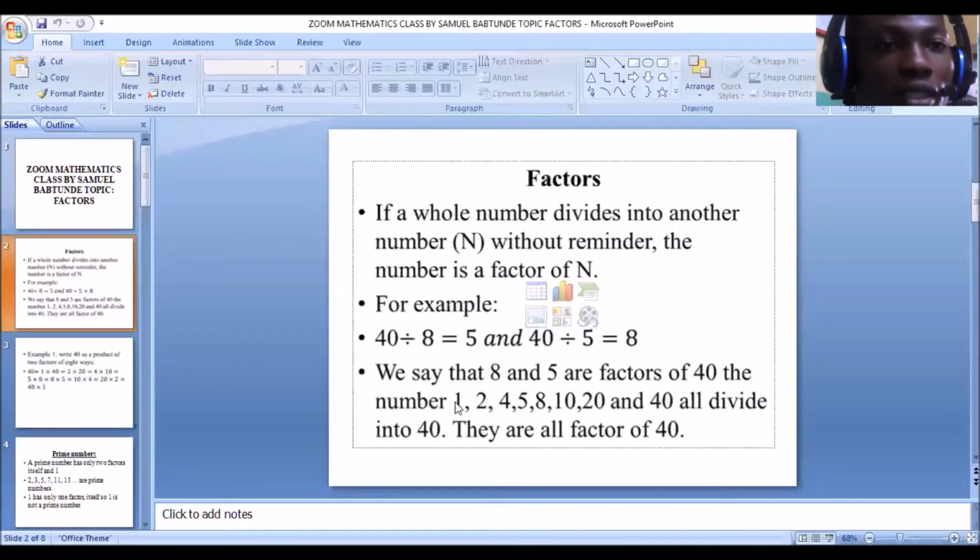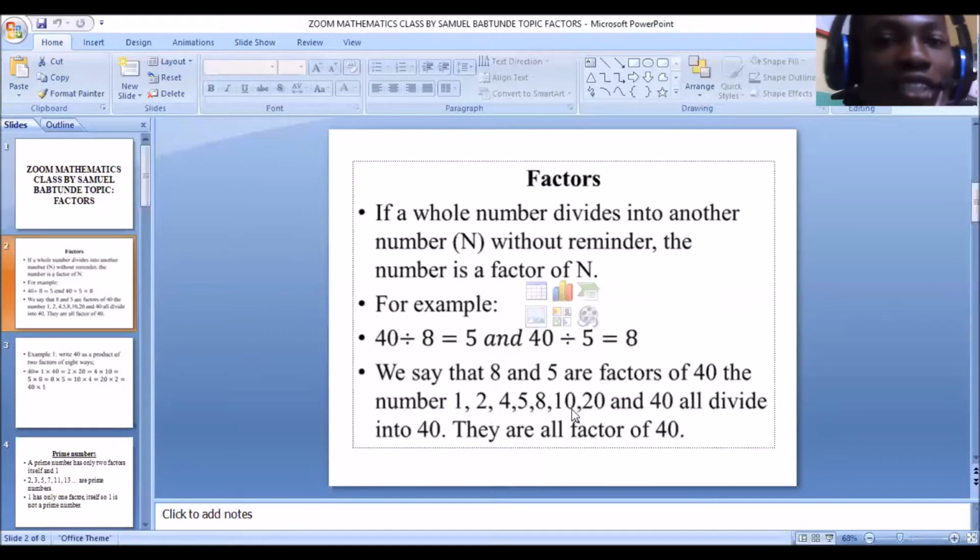The numbers 1, 2, 4, 5, 8, 10, 20, and 40 all divide into 40. They are all factors of 40. Yes, 1 can go into 40 without remainder. It will go into 40 40 times. 2 can go into 40 20 times. 4 can go into 40 10 times. 5 can go into 40 8 times. 8 can go into 40 5 times.